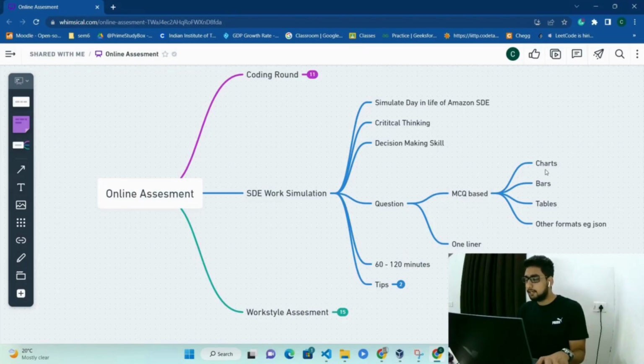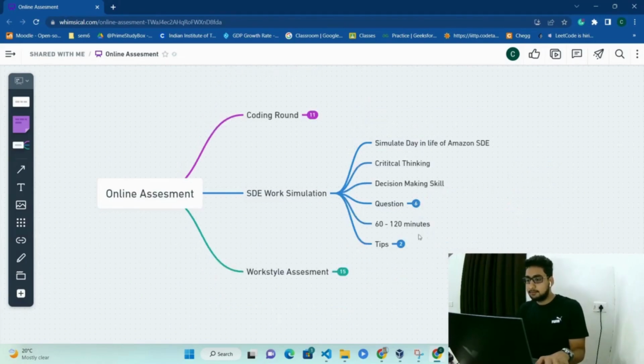You will be given data in different forms, like charts, bars, tables, or any other form like JSON format. You have to read those data, read the problem statement, and narrow down to the solution as per the requirement. This will be overall judging your decision making and how you think, how you approach the problem.